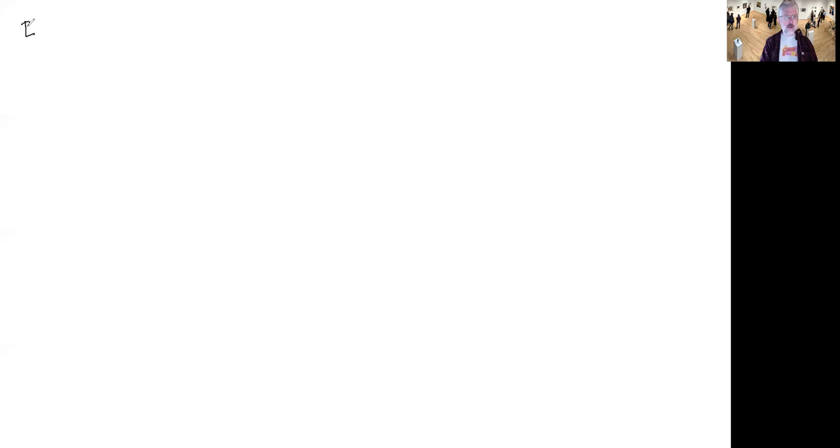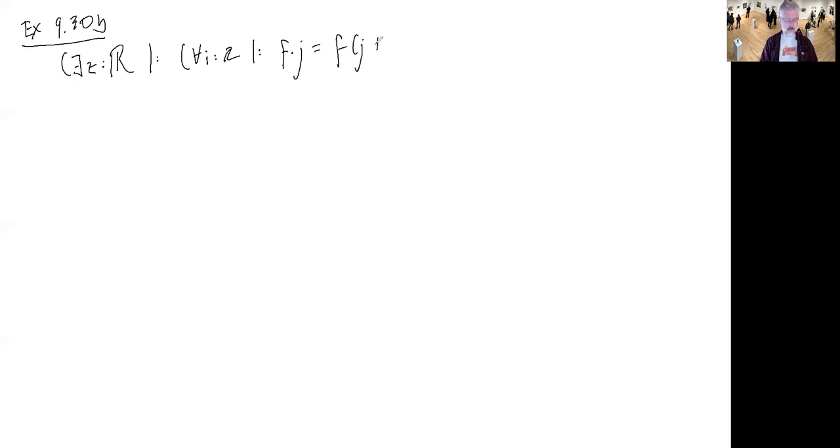So I'm going to do exercise 9.30B, which says there exists a z in R such that for all i in the integers, f of j equals f of j plus i times z.